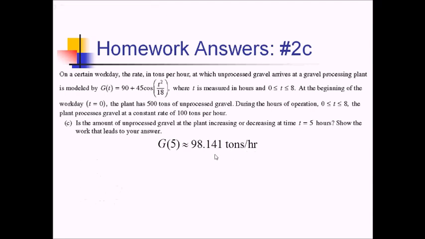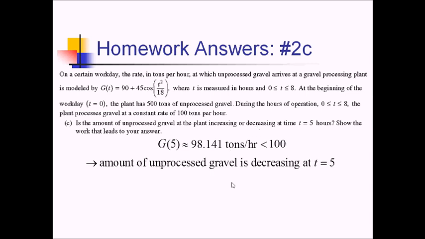So now, how fast are things being processed at time 5? Well, the good news is that's a constant processing rate of 100 tons per hour. This rate of gravel coming in is less than the rate that gravel is being processed at. So less is coming in than is being processed. That means the overall amount of unprocessed gravel is going to be decreasing at this time because we're processing it faster than it's coming in.